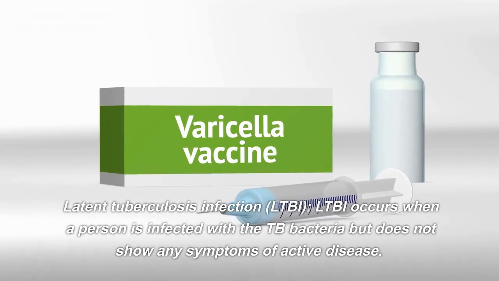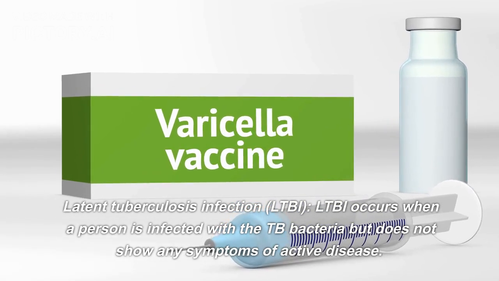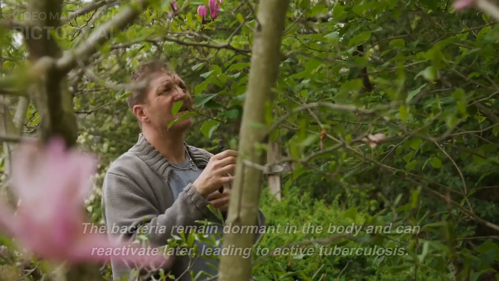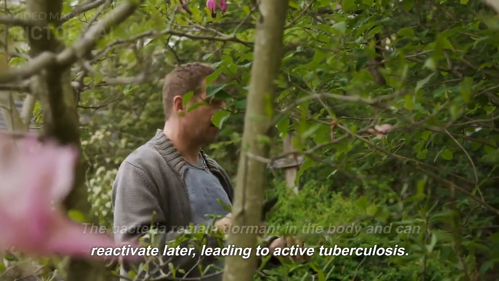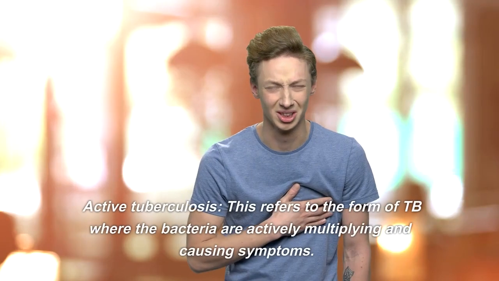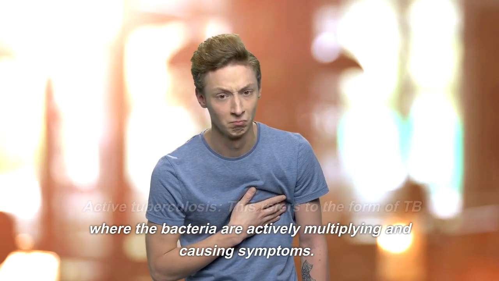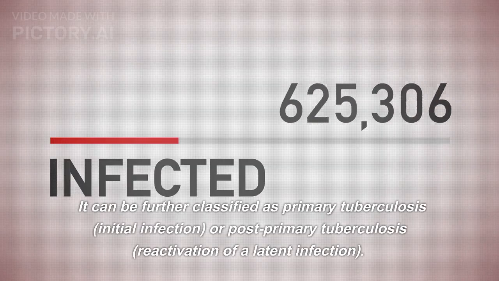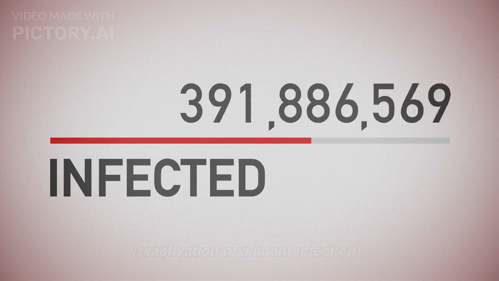Latent tuberculosis infection, LTBI. LTBI occurs when a person is infected with the TB bacteria but does not show any symptoms of active disease. The bacteria remain dormant in the body and can reactivate later, leading to active tuberculosis. Active tuberculosis. This refers to the form of TB where the bacteria are actively multiplying and causing symptoms. It can be further classified as primary tuberculosis, initial infection, or post-primary tuberculosis, reactivation of a latent infection.